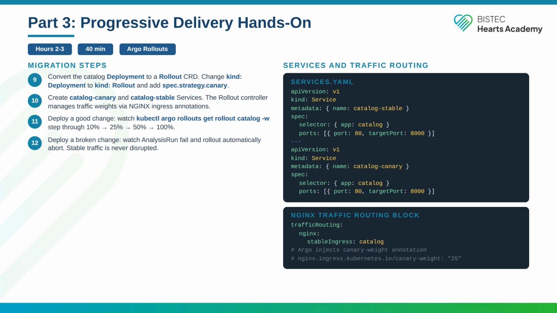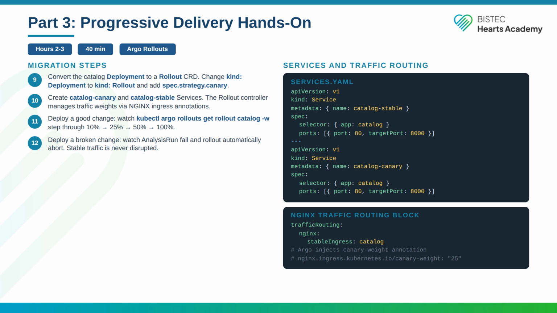The second change is to the spec.strategy block. Replace the existing rolling update strategy with the canary strategy block. This includes the 4 weight steps, 10, 25, 50, 100%, with pauses between them, the analysis template reference starting at step 2, and the names of the canary and stable services.